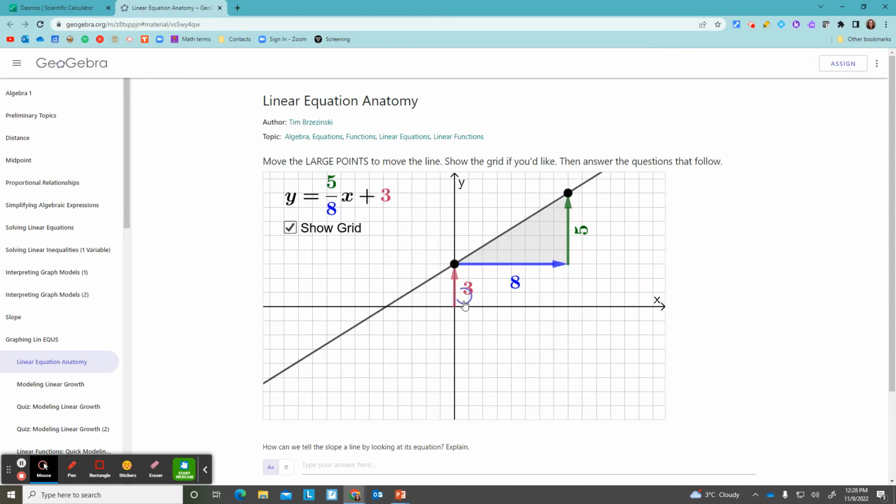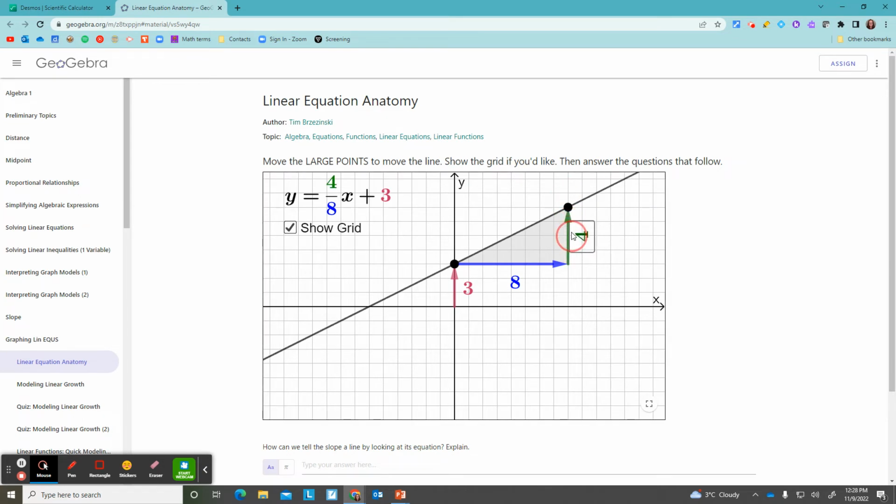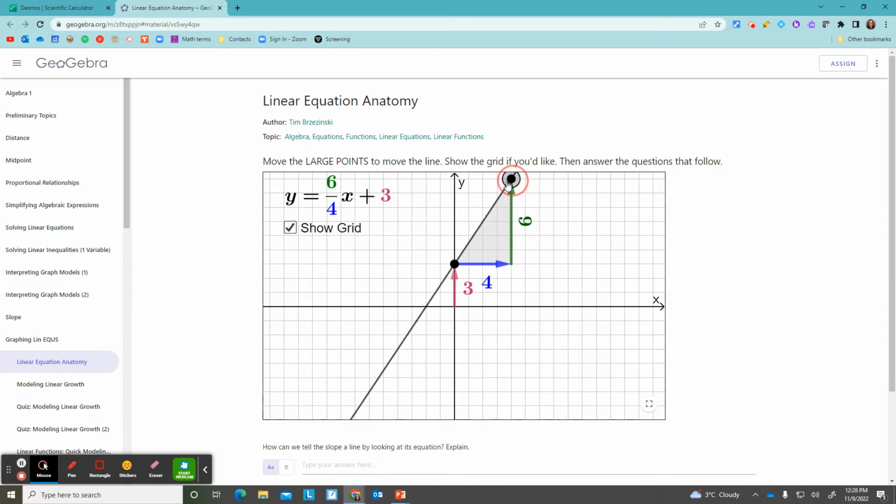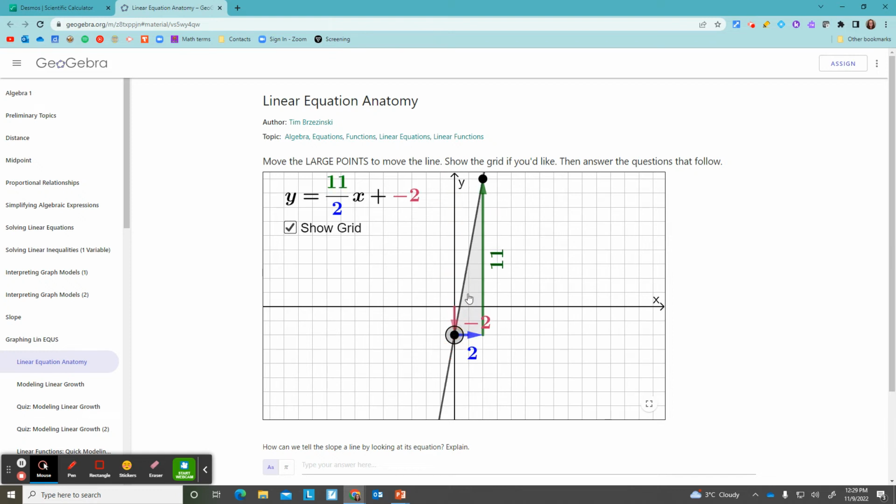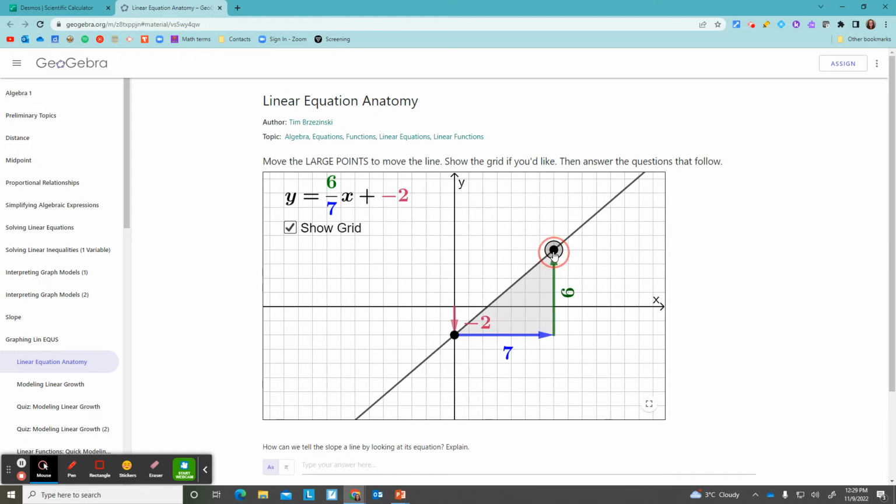So we can see here, we have a rise of 5, a run of 8, and a starting point of 3. So if I change this, my line can get less steep or more steep, and our numbers change, our m changes. And if I move this dot here, our starting point changes, which potentially could change the steepness of our line, not necessarily, depending on the situation. And so as we move that information around, our equation changes.